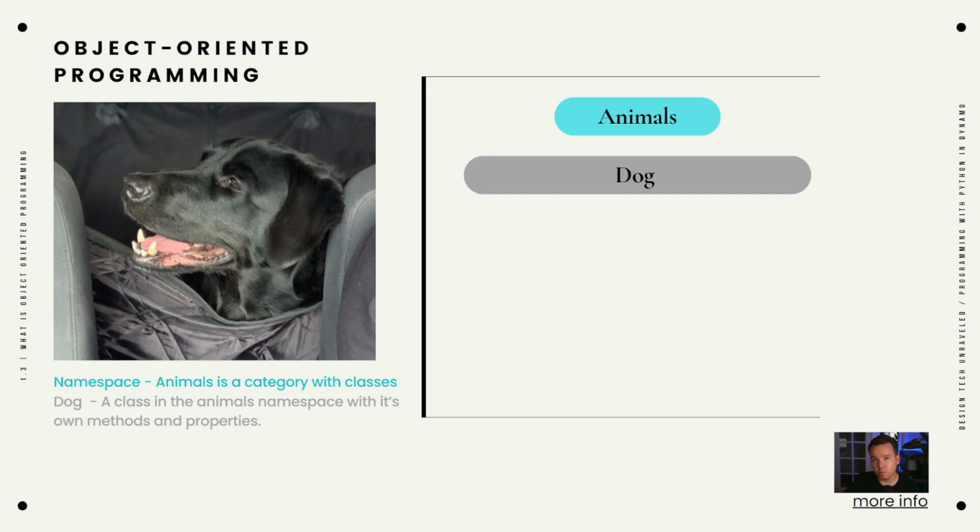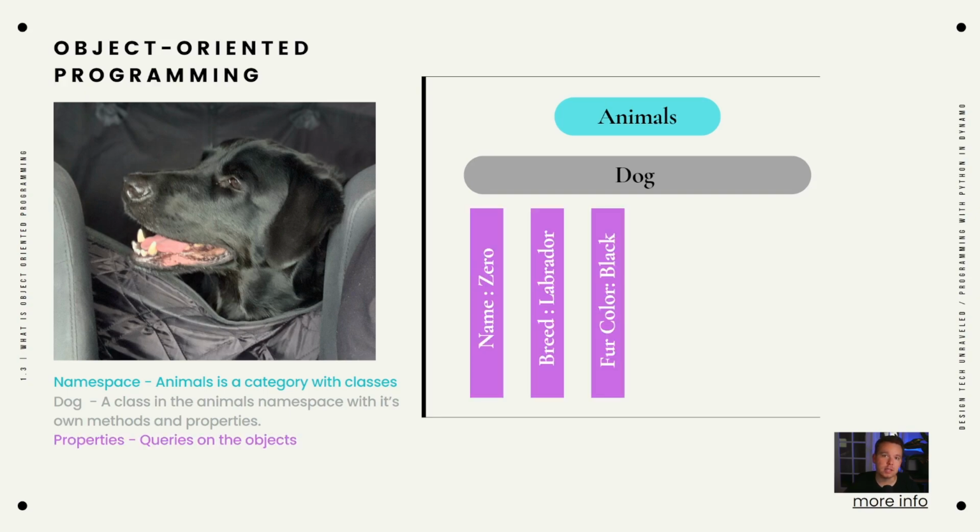So he's a subclass of that overall class of animals. Further down, we have other properties of that subclass. So every dog there is will probably have a name, a breed, and maybe their fur color or something like that. Those are the properties of those individual objects within the class. So in this case, my dog Zero is an object within the dog class, which exists in the animal's namespace. It's kind of a weird way to think about it, but we'll connect it all here in a minute.